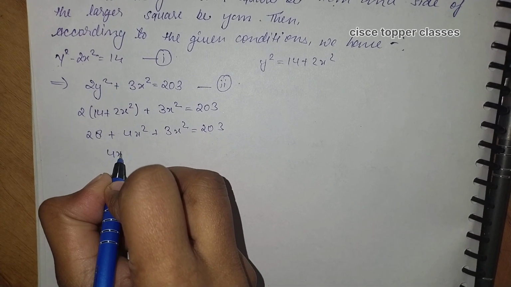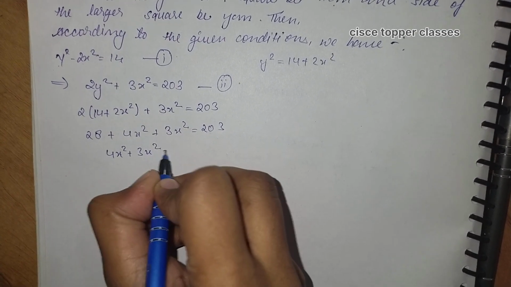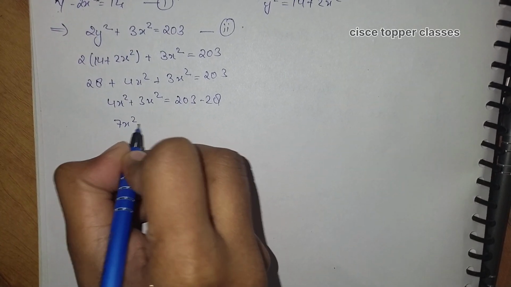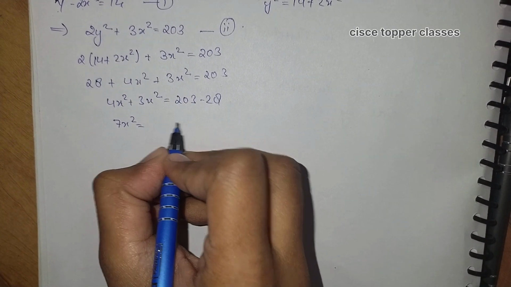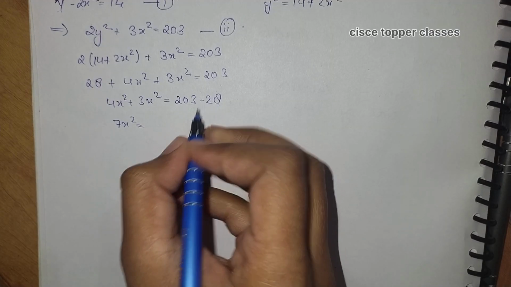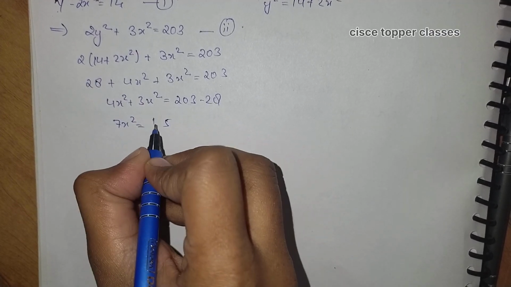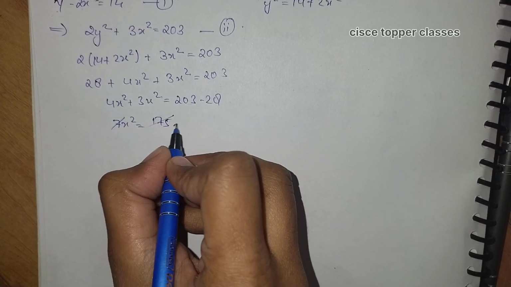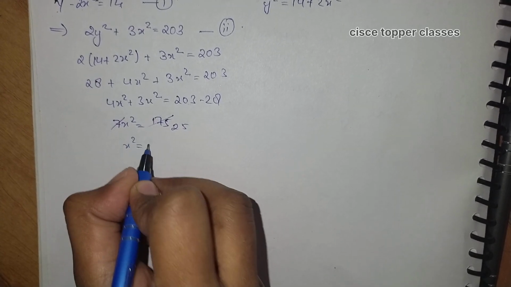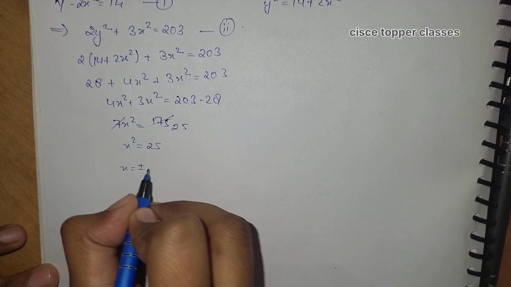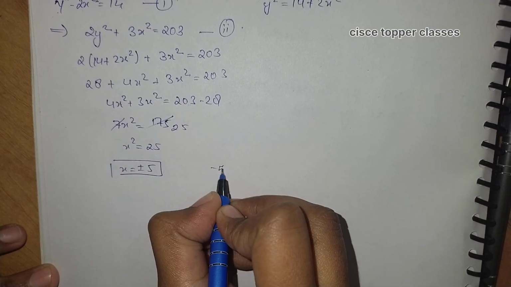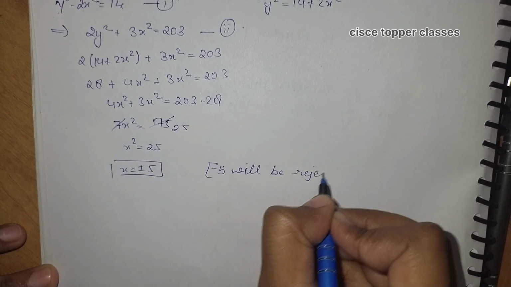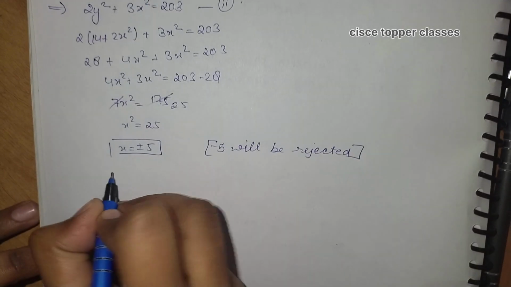From there, 4x square plus 3x square is equal to 203 minus 28. So that will become 7x square, and 203 minus 28 will be 175. Cancelling, this will be 25. So x square is equal to 25, and x is equal to plus minus 5. So minus 5 will be rejected here because the side cannot be negative here. So we will take x is equal to 5.